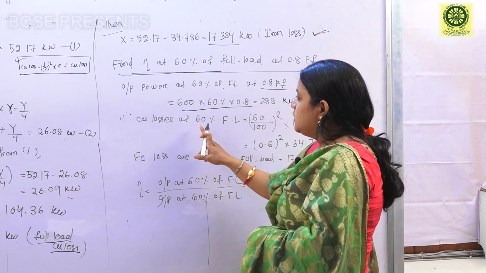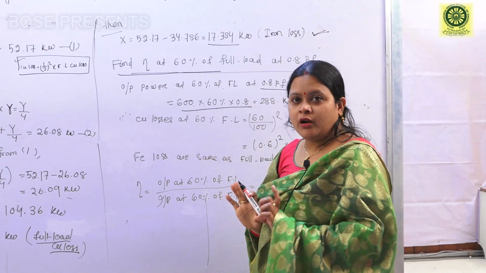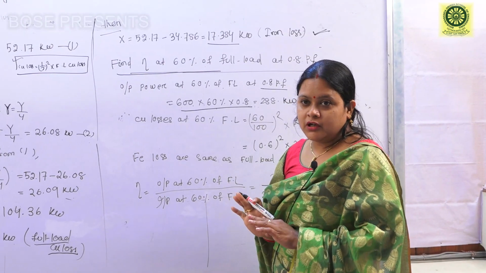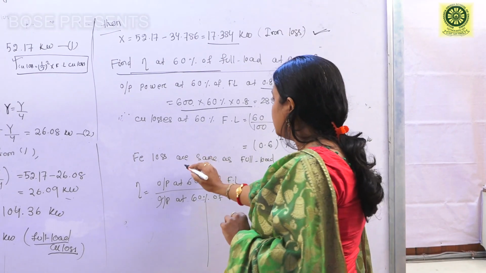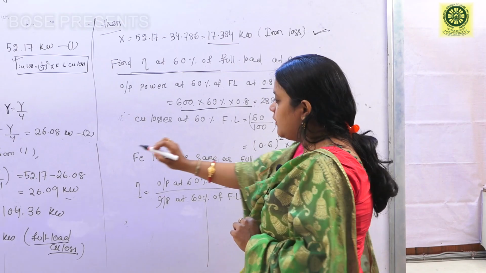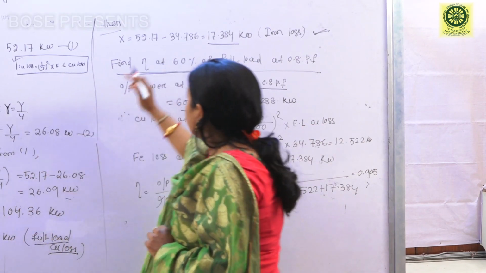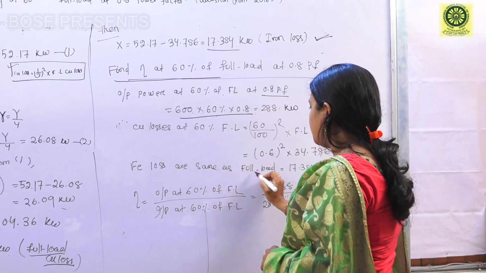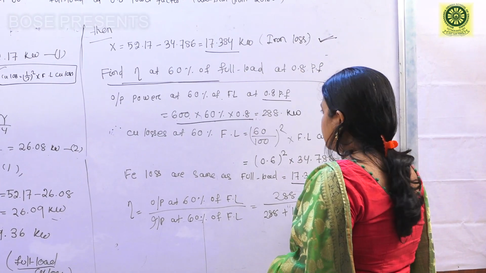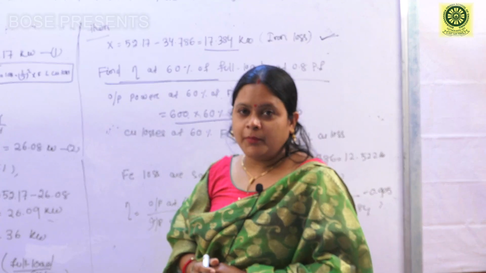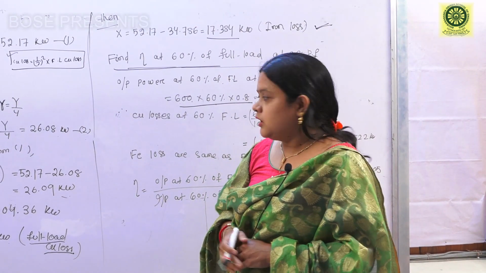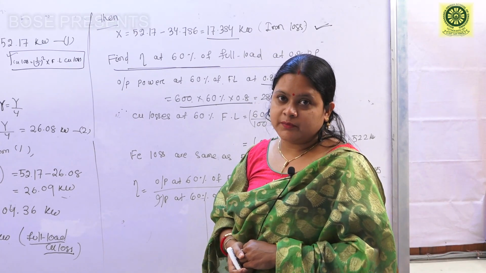Now see, the iron loss is the same for all the loads. That means the iron loss at full load and at half load is the same. See the iron loss here, 17.384. So iron loss is the same as full load, that is 17.384. But what about the copper loss? Copper loss varies according to the load. If load varies, copper loss varies.